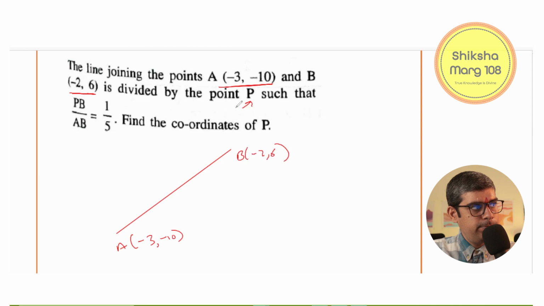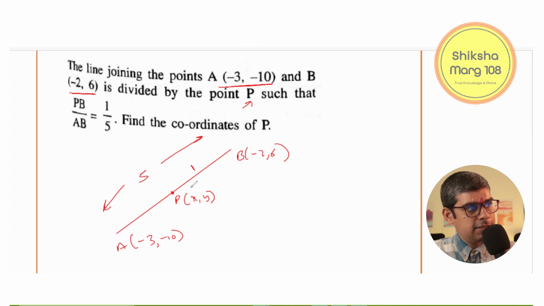And we got a point P. So this is point P. I'm just going to be randomly putting this value over here. We want the coordinates of x, y. So this is in a certain ratio in such a way that PB upon AB is 1 to 5. So AB is 5 and PB is 1. So this AB is the whole thing. This is 5 parts. And this is PB, which is 1. So obviously 4 parts remain of AP.